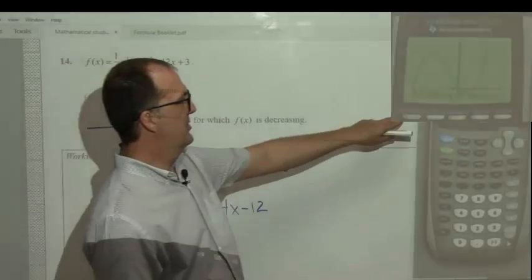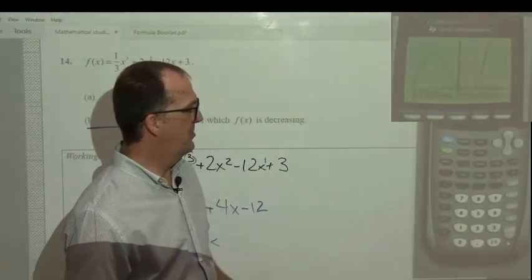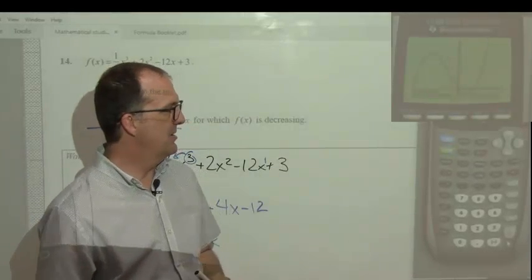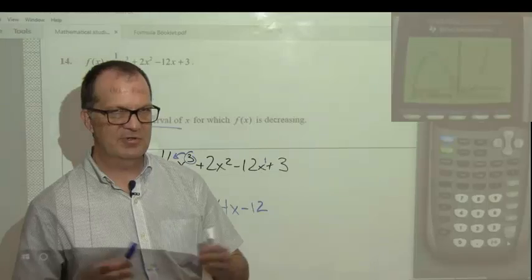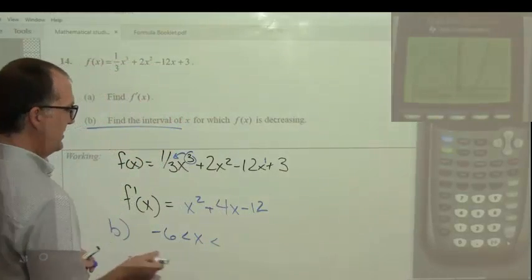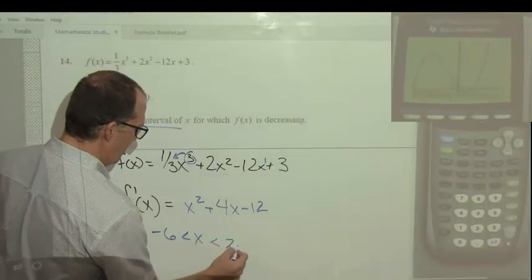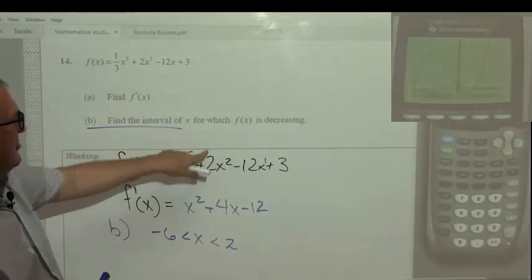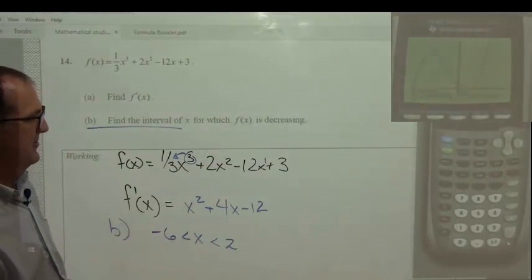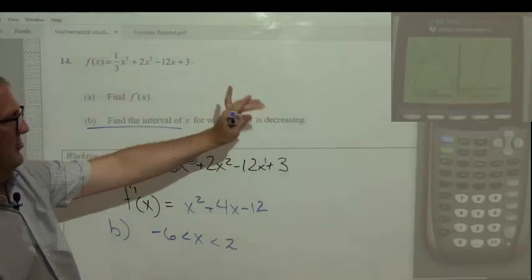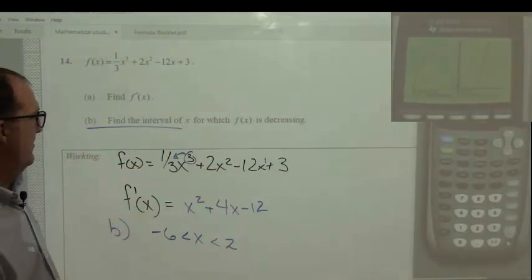You're getting these long decimal numbers basically because of the way the calculator is running its program, and it basically says go a certain distance and then stop. But you can pretty much guarantee that that is going to be 2. And so the interval for which it's decreasing is between -6 and 2. That's one way of getting these two numbers, by graphing it, finding the maximum, finding the minimum.